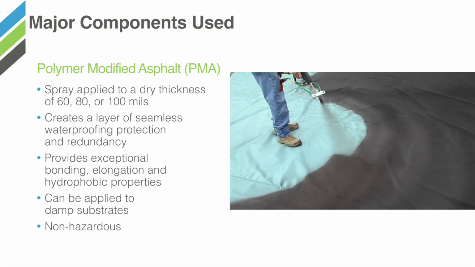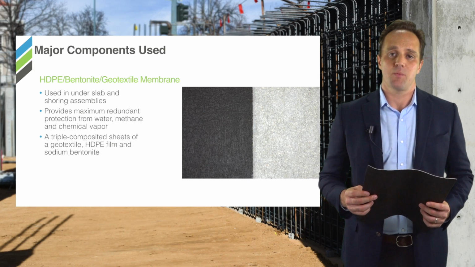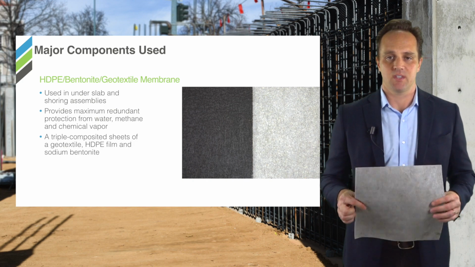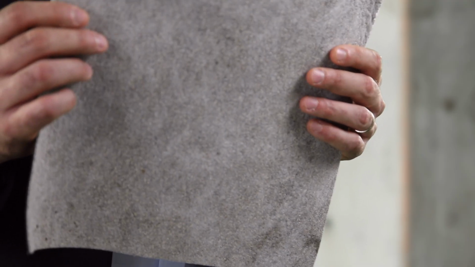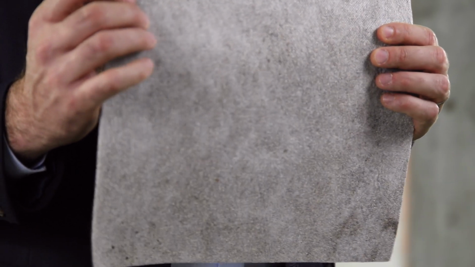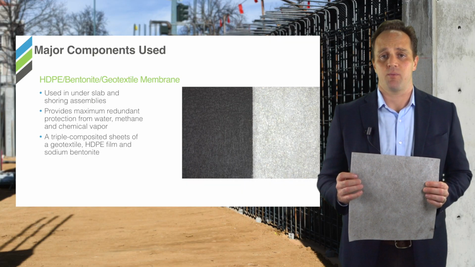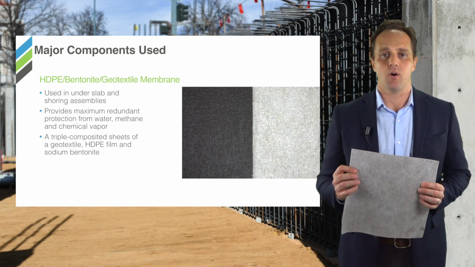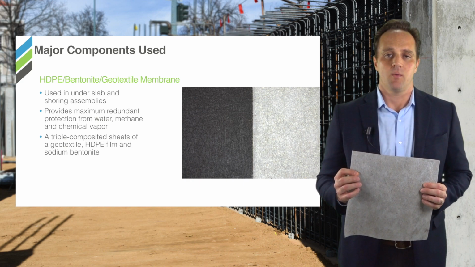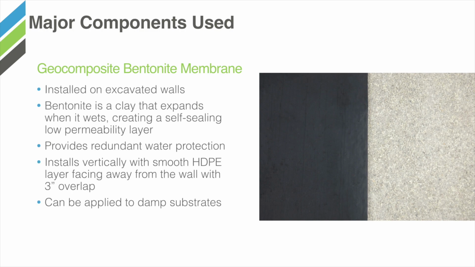After the polymer-modified asphalt layer is installed, a protective course needs to go over that. There's a number of different protection courses that can be used, but this is one of the most robust. It's comprised of 3 different materials. On one side is a geotextile, in the middle is an HDPE, and on this inward-facing side is a bentonite. Bentonite provides a last line of defense if the system should ever be compromised. The bentonite will swell when it comes in contact with water, basically creating a uniform water stop across the whole system. Other protection courses are also required.